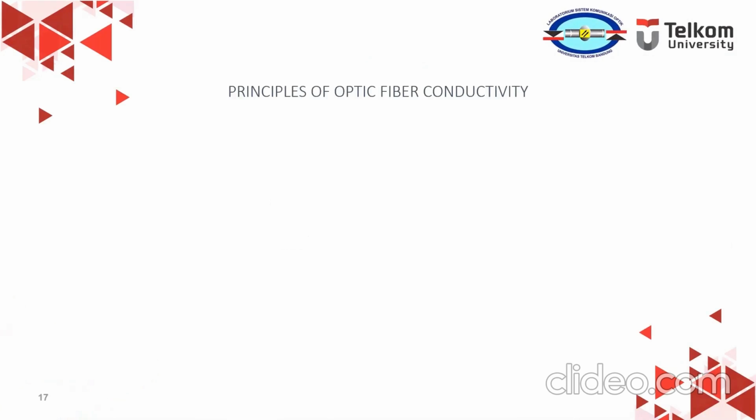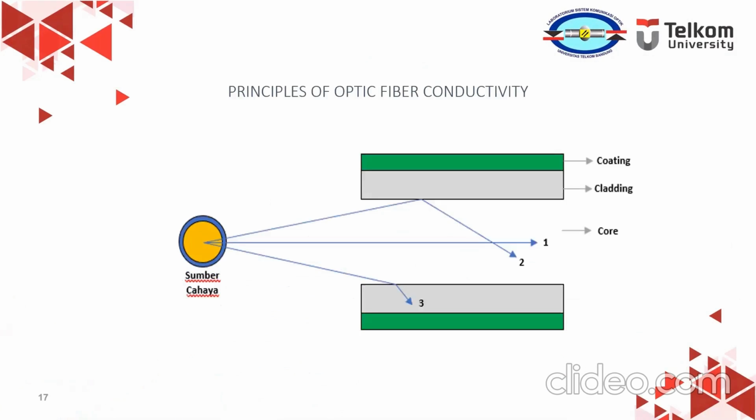Principle of optical fiber conductivity. Optical fiber consists of 3 layers: core, cladding, and coating. Core is the main part of optical fiber, where light propagates. Cladding serves as a light reflector to keep light traveling within the core, and coating is a protective layer.